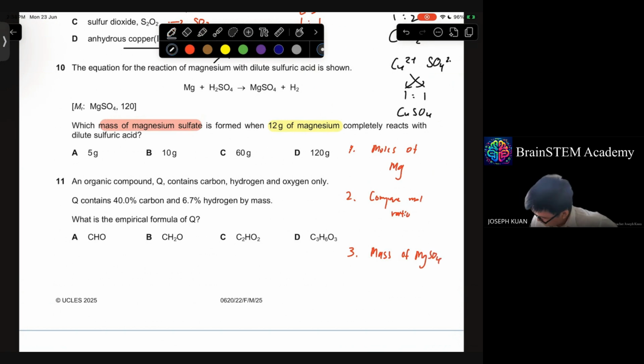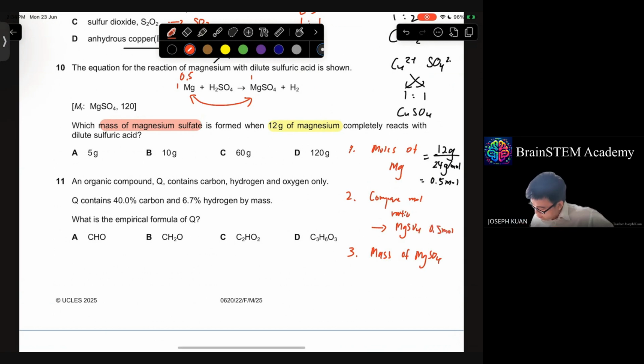So step 1, to find moles of magnesium, we take the mass of the magnesium divided by the molar mass of magnesium, which can be gotten from the periodic table, and it's 24 grams per mole. That will leave you with 0.5 moles of magnesium. Using that, we can compare the mole ratio based on the equation. They react in a 1:1 ratio. So similarly, 0.5 moles of magnesium should form 0.5 moles of magnesium sulfate.